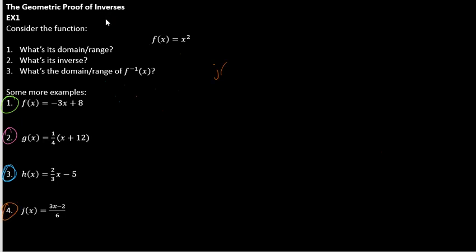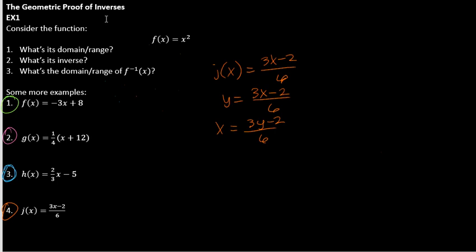So I've got j of x equals (3x minus 2) over 6. First thing I want to do is revert. So I'm going to call this y equals (3x minus 2) over 6. Flipperoo: x equals (3y minus 2) over 6. Now I'm working to get y by itself.